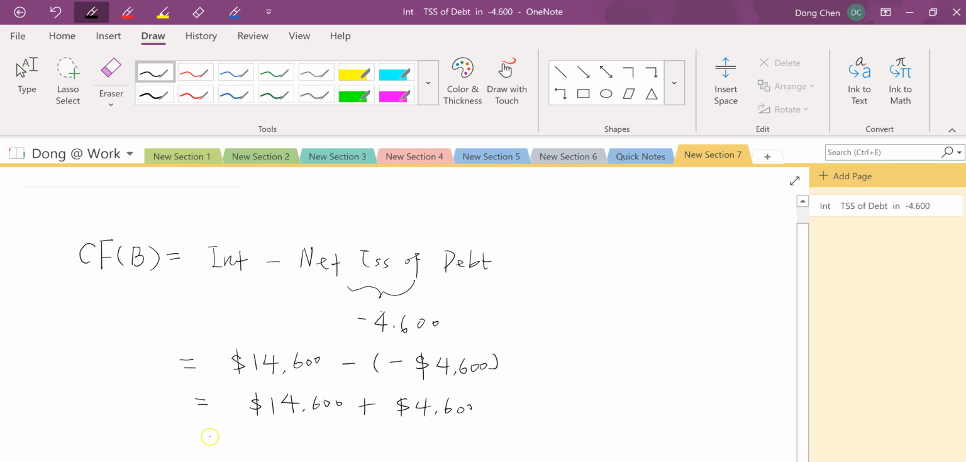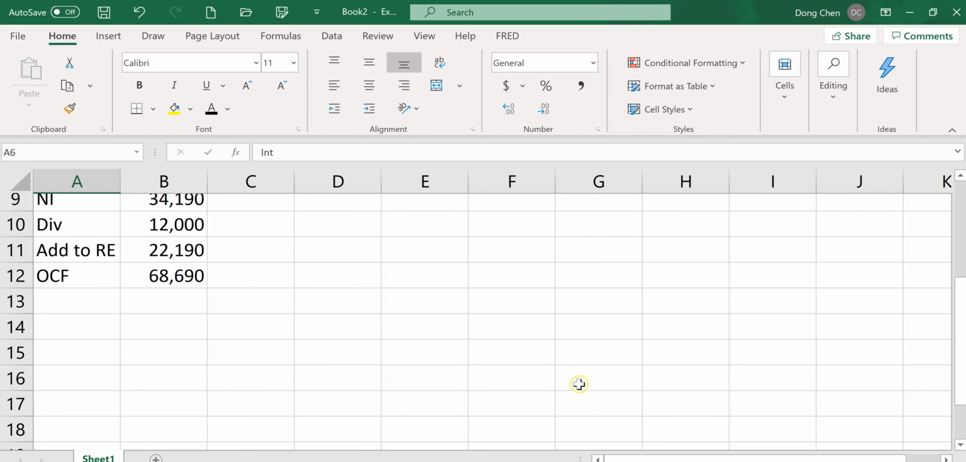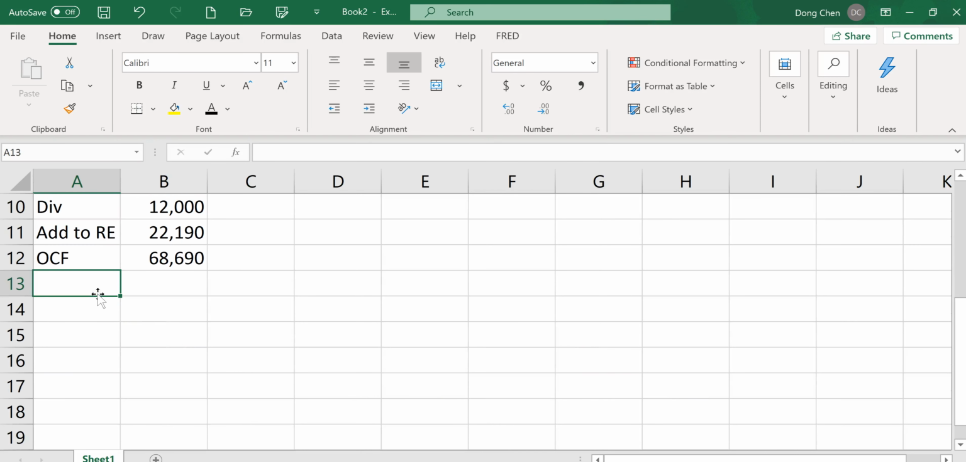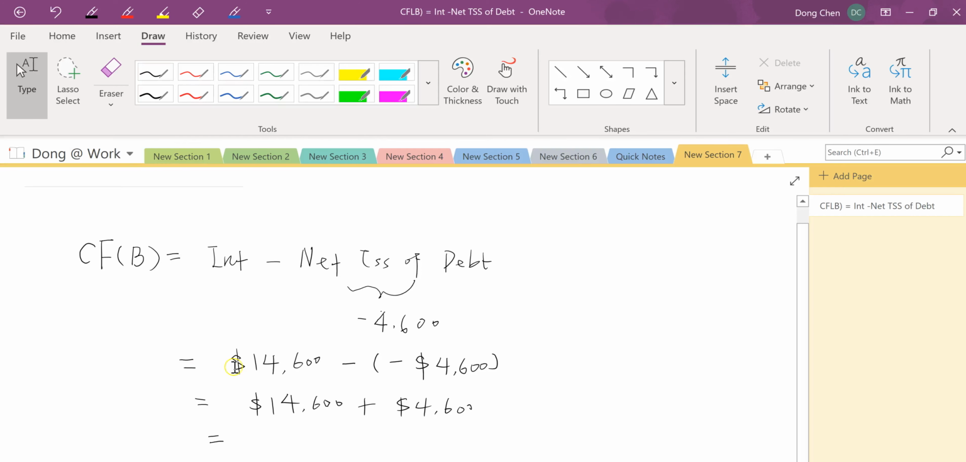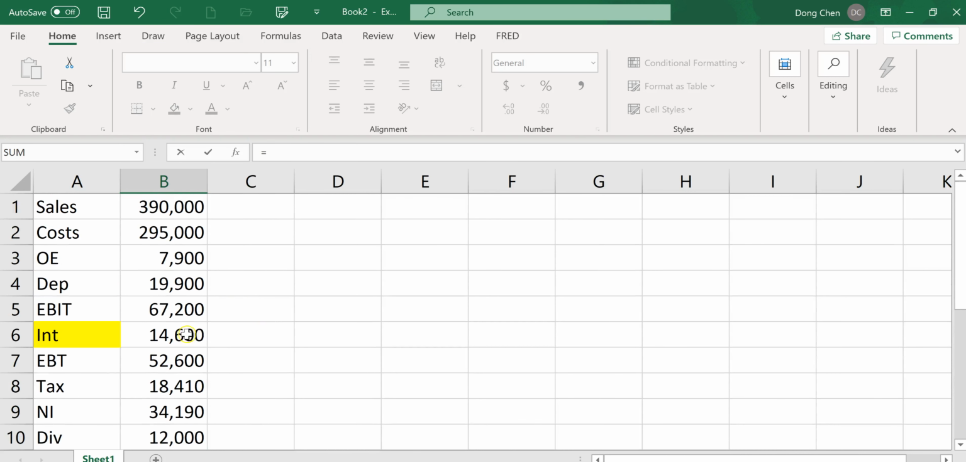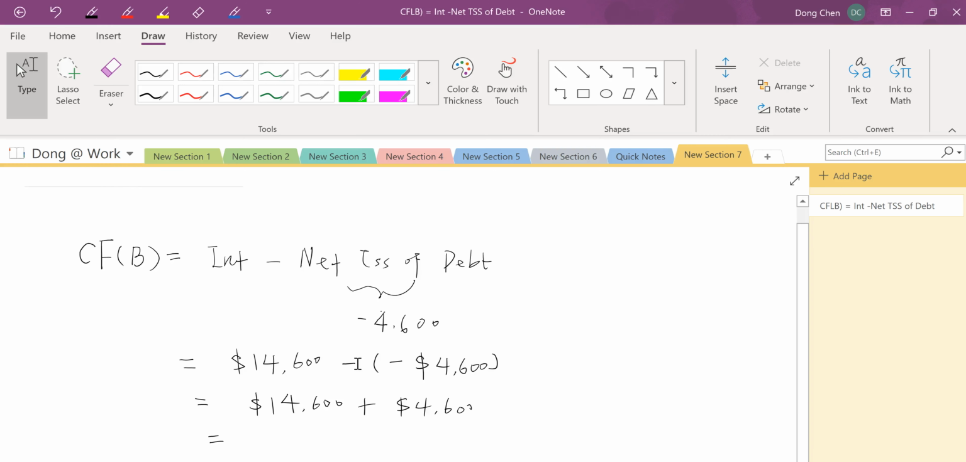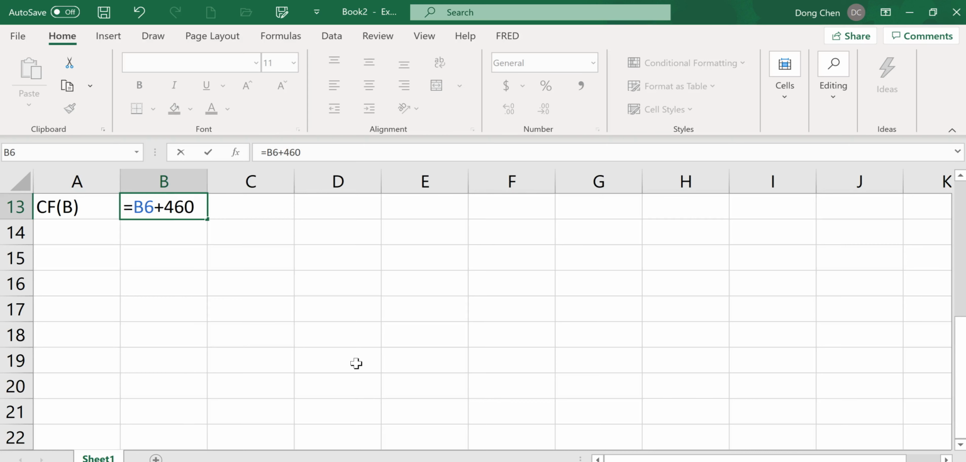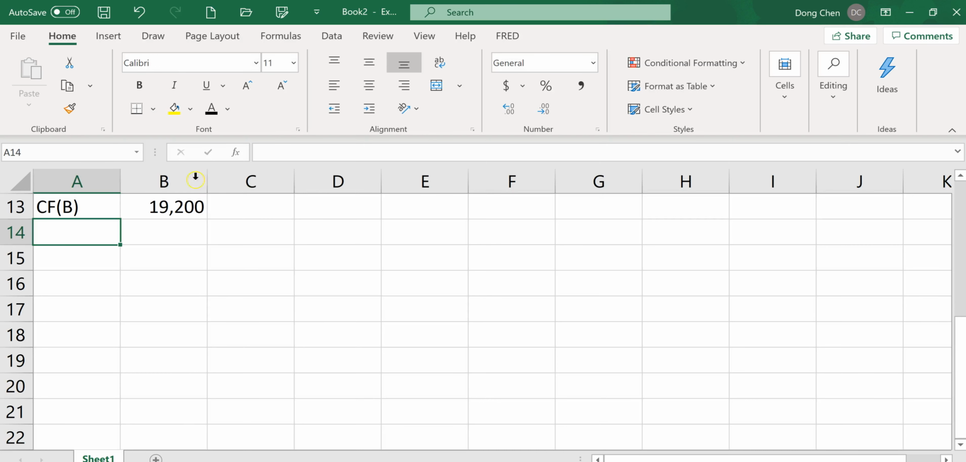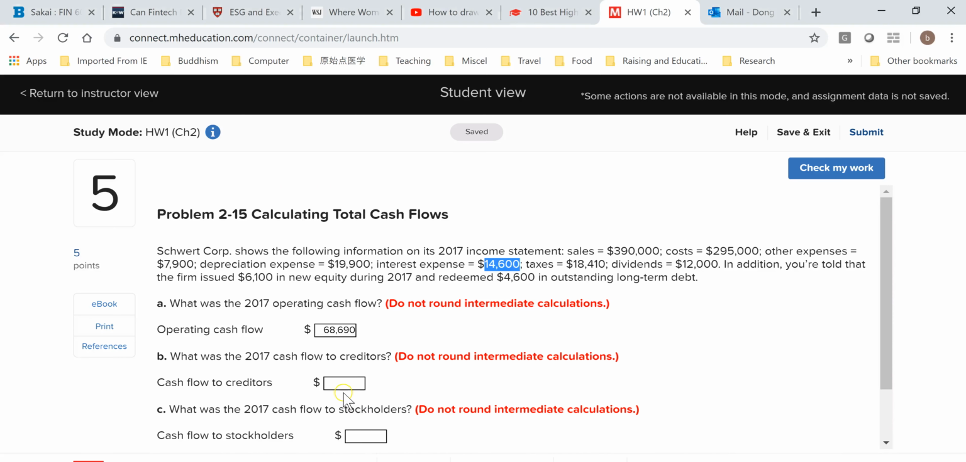Then we can now put this number into my Excel sheet and finish the calculation. Cash flow to creditors basically is the interest payment right here, plus 4,600. So that gives me 19,200, and copy that number back.